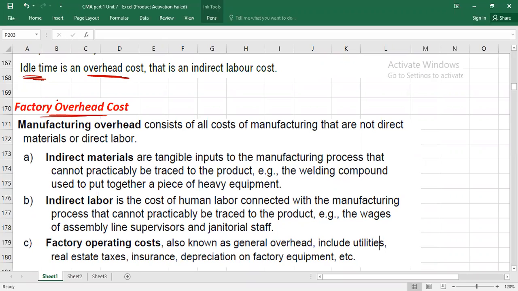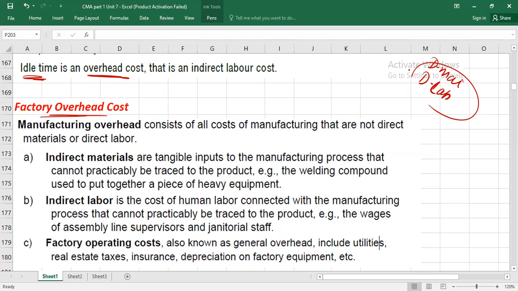Okay, so the first way I'm telling you, the simplest way: the cost of production which is not a direct cost. You know, there are two direct costs, direct material and direct labor. Any cost other than direct material and direct labor will become what? Overhead. This is the first way to explain it. Understood? Any cost which is not direct material or direct labor.